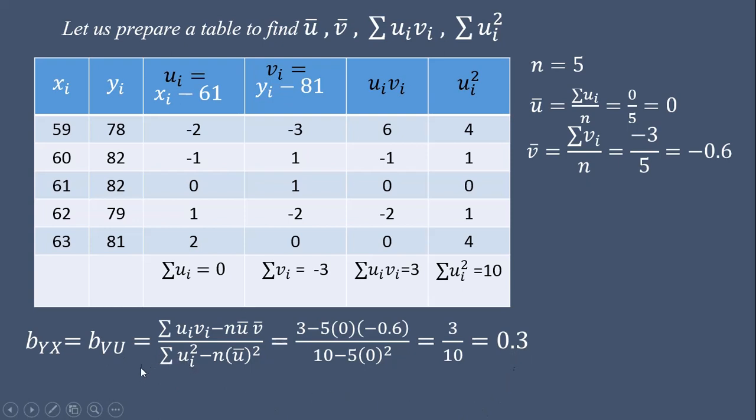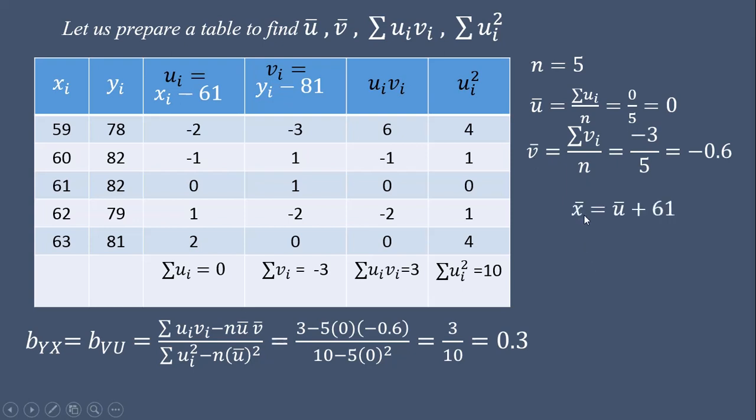And since the regression coefficient is independent of change of origin, it is the same as Byx. So we get Byx is equal to 0.3. Now two remaining things, x bar and y bar, we want to find. Remember this, mean is not independent of change of origin. That is, mean is affected. So x bar is not equal to u bar, y bar is not equal to v bar.